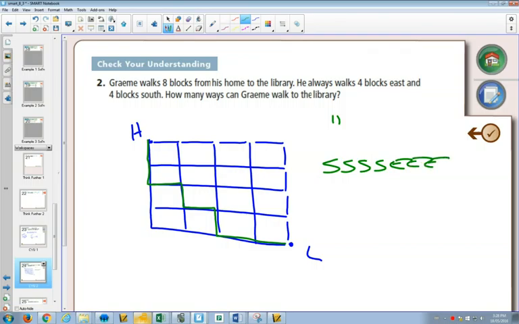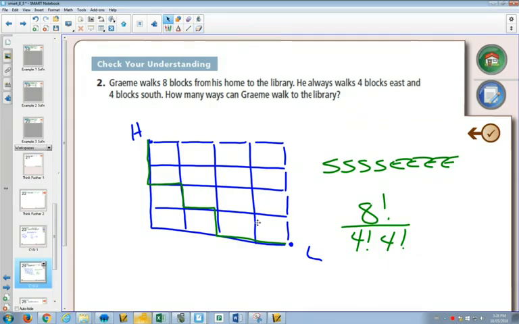So, if you have to go 4 S's and 4 E's and you want to count all the different arrangements, well, normally if they were different letters, that would be 8 factorial. But we have identical objects. So you have to divide by 4 factorial, and you will get the total number of ways that he can go from home to the library.